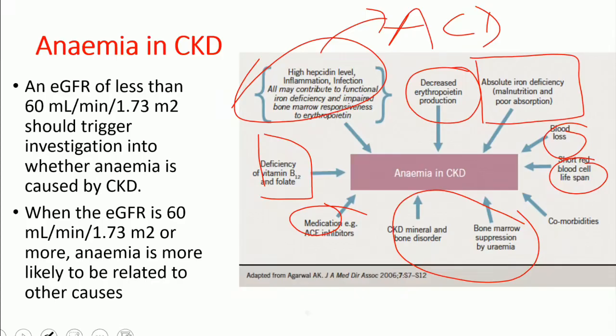Now, renal anemia usually manifests when the GFR is less than 60. You start seeing it when the GFR is less than 60.